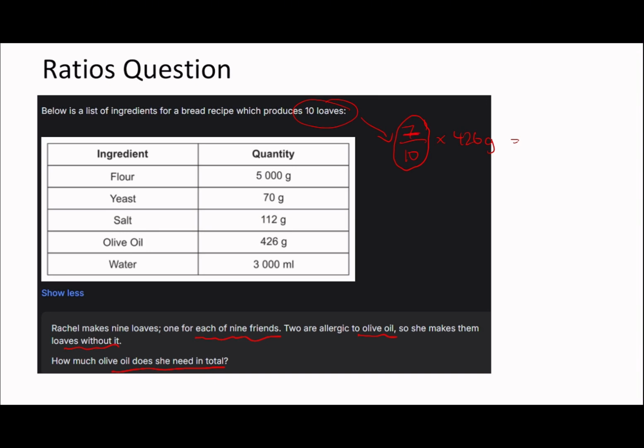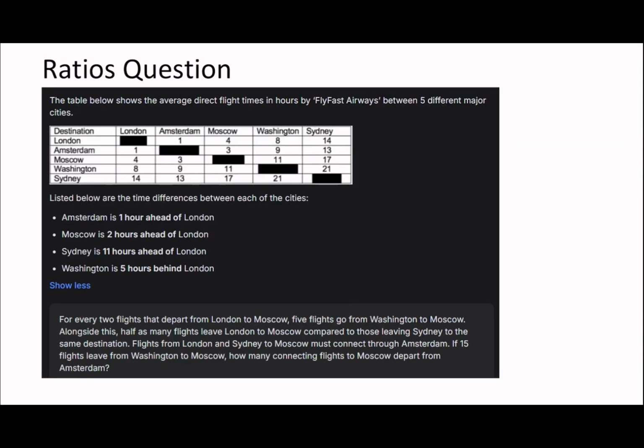Then the fast way to do that is just to find 0.7 of the total amount. So 426 times 0.7 is 298.2 grams of olive oil. Okay, cool. Okay, great. So on to the next question then.